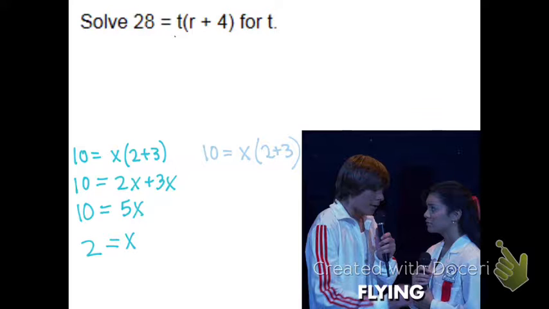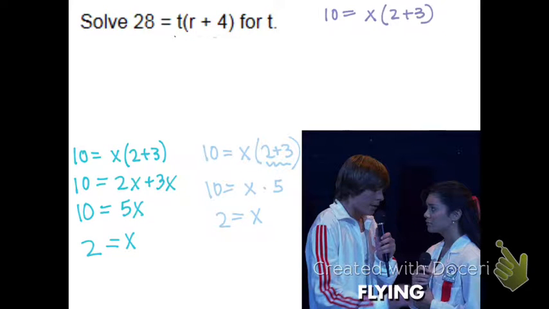Another way you could have solved this example problem is just combining your like terms before you distribute. 2 plus 3 is 5. And then if you divide by 5, again, you get x is 2. But does that method work for this problem? No, because we can't combine r plus 4 because we don't know what r is. It's unknown.